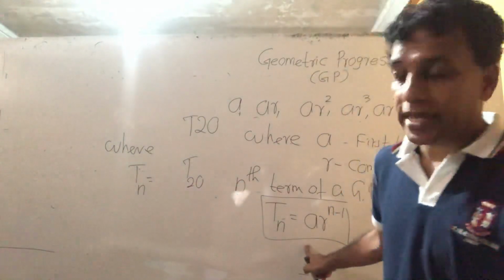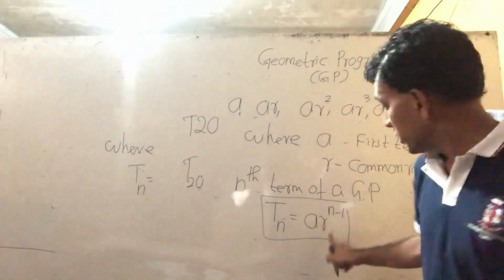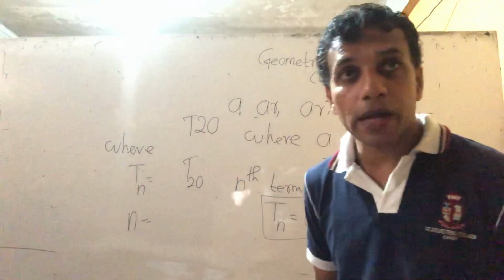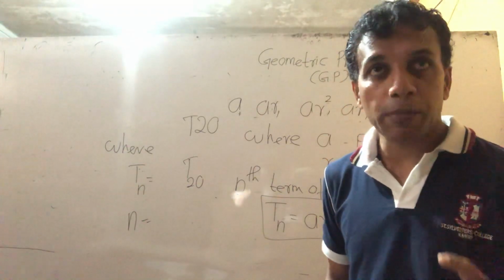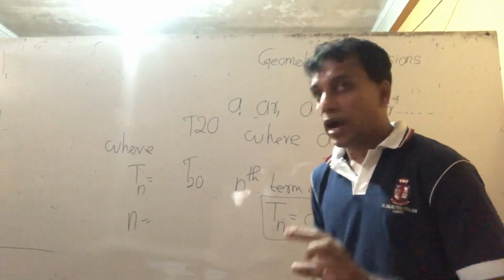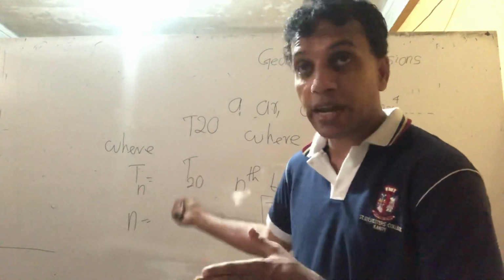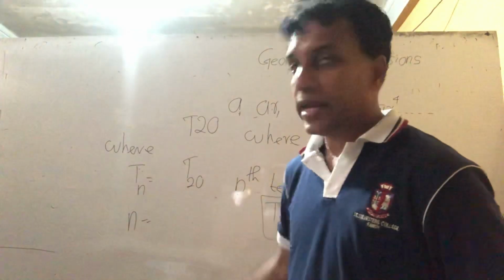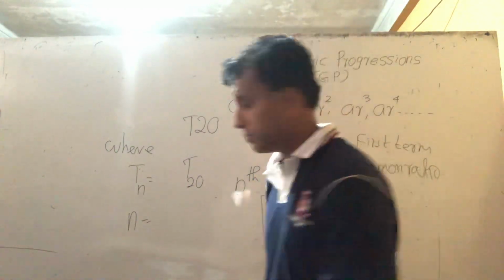So you know what a is, you know what r is. And n, what is n? n is the number of terms. Identify the difference: Tn is different, n is different. Tn means the nth term, n is the number of terms.